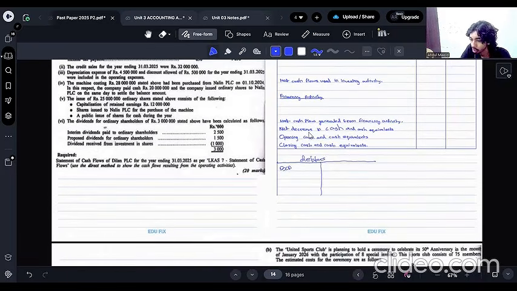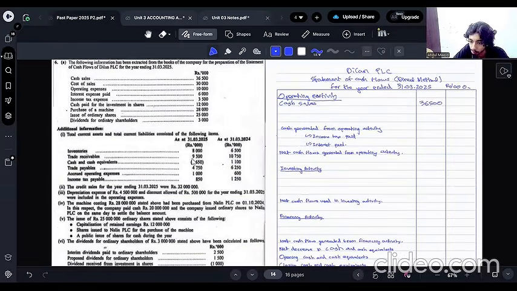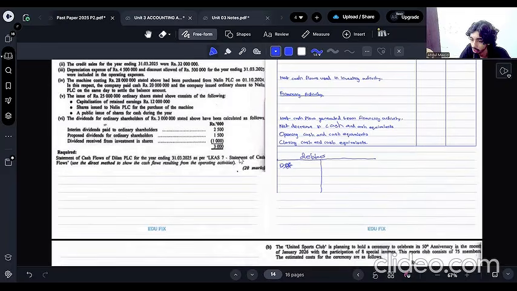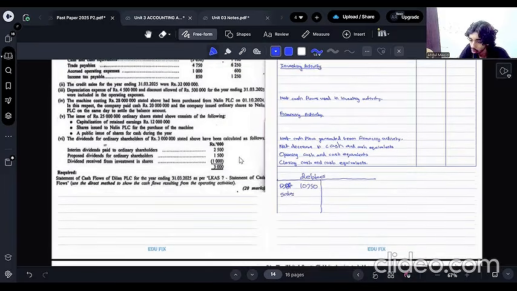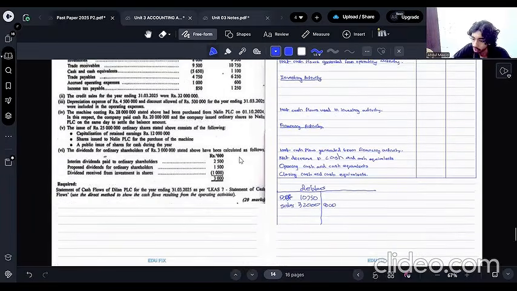Debtors opening balance BBF of the debtor is 10,750. Okay, and then the credit sale amount is 32,000. Closing debtor balance is 9,500. Then you can balance off and find how much is the cash received from debtor.